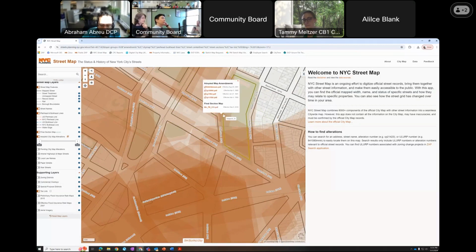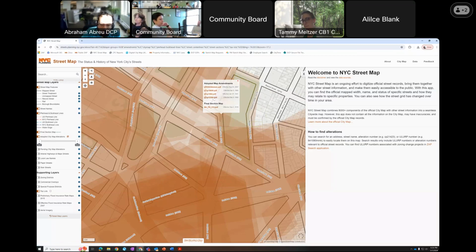So you can just click here, and it will show you all of the adopted city map amendments based on their city planning number. The CP ones are the old style. This one here that has an M is the more recent ULURP number format that we use today.